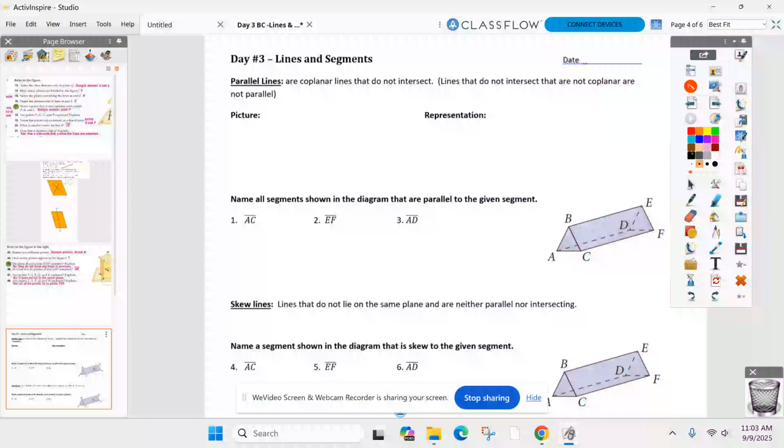Start making our cube from yesterday. Label all the vertices just like we did. A, B, C, D, E, F, and G. And I'm missing one, aren't I? One job. A, B, C, D, E, F, G. I'm missing H. There we go.